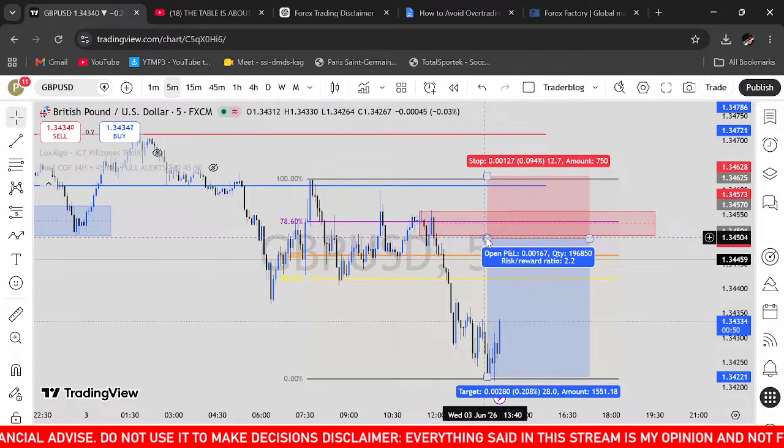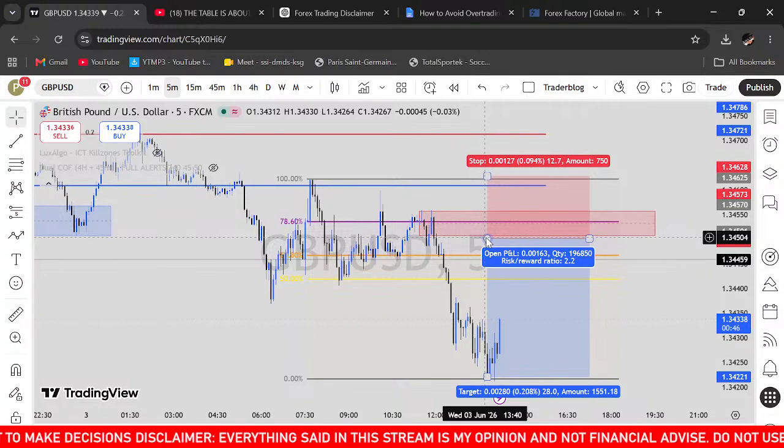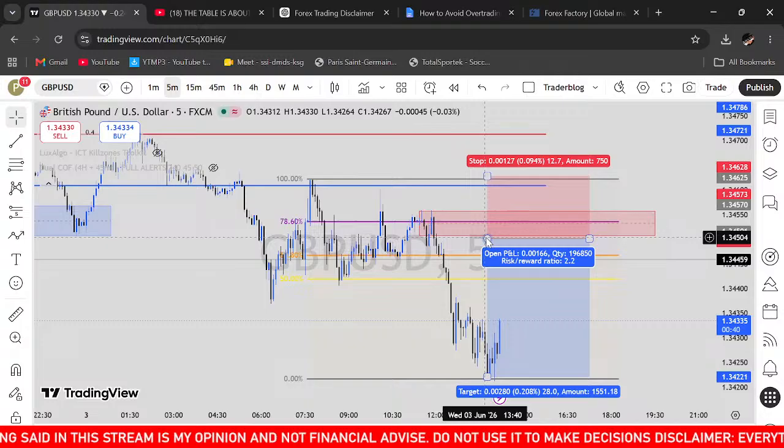Now, the next one is, it causes traders to abandon their strategy.